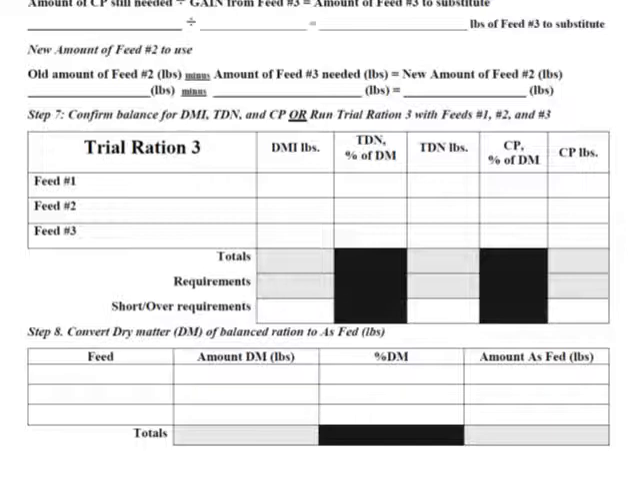It should balance out. Step 8 is we are converting the ration on a dry matter basis to an as-fed basis. So we bring down the amounts of feed we use. We take our dry matter percentage. Dry matter pounds divided by dry matter percentage is going to give us as-fed pounds. So always remember, as-fed pounds is going to be bigger. We're adding the water in. So make sure that you have a bigger number over on the side there.